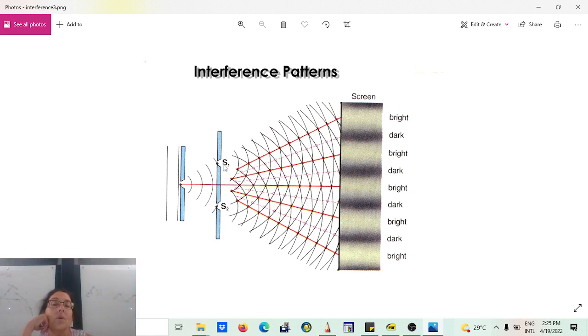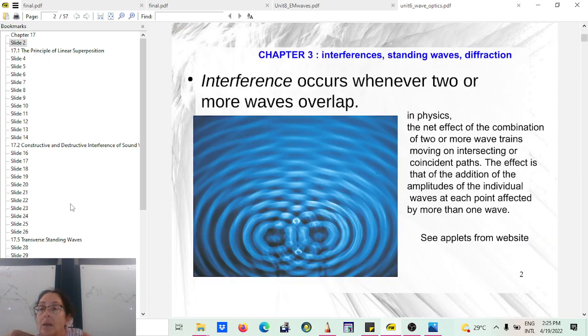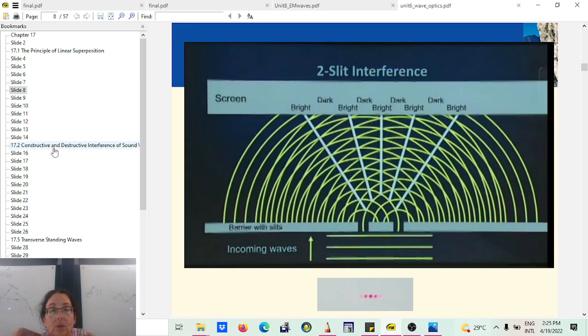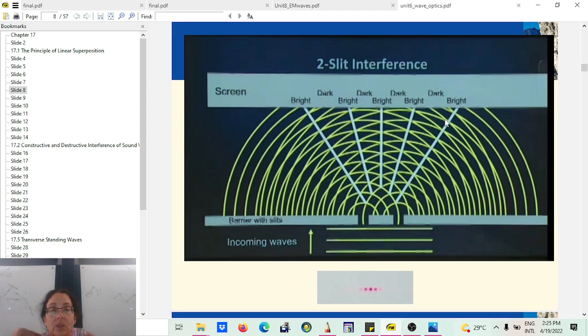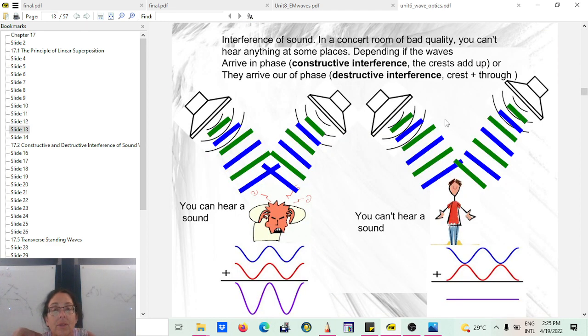All the waves coming from these two sources will interact with each other. If we have a screen, you're going to see bright, dark, bright, dark. In my slides, I have the math to find the position, the height y, to find the position of the first bright. Here in my slide we talk about the math. So you see fringes. We talked about that already. That will be the math.